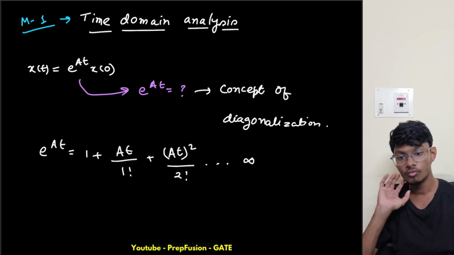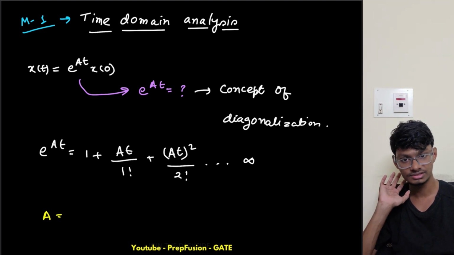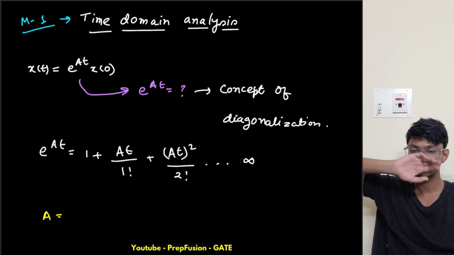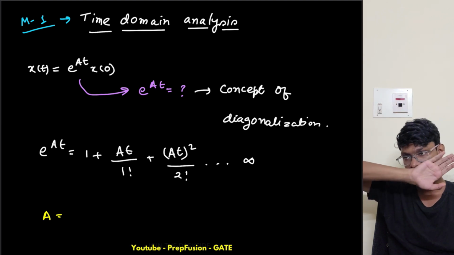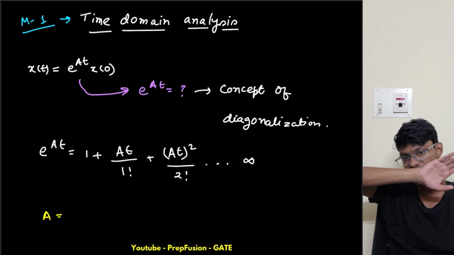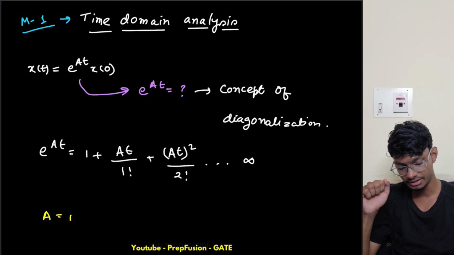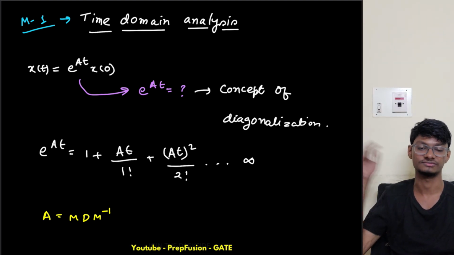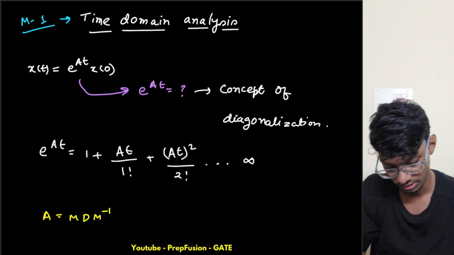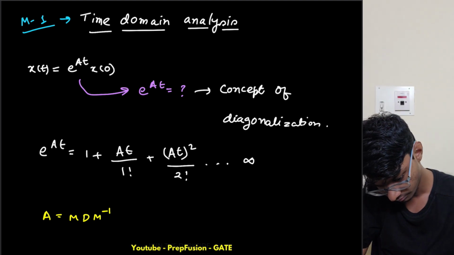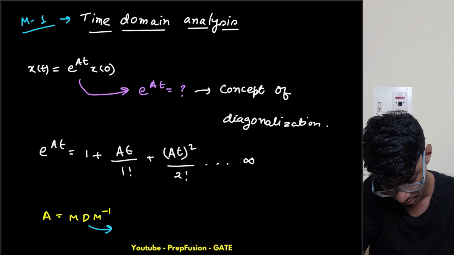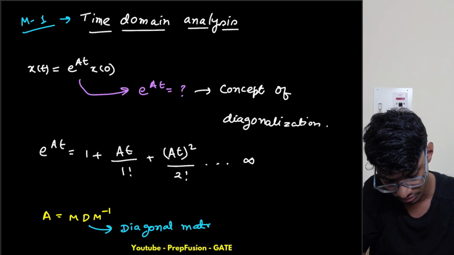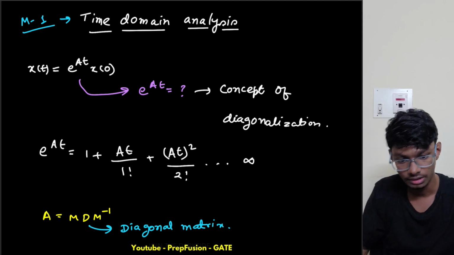So now what is my A equal to? Here the concept of diagonalization will come. If I diagonalize this, in diagonalized format, A equals V D V inverse. Here instead of writing V, I am writing M D M inverse, just nomenclature, since V was for vectors. D is a diagonal matrix, which we have studied in the previous lecture, so this shouldn't be that big of an issue.